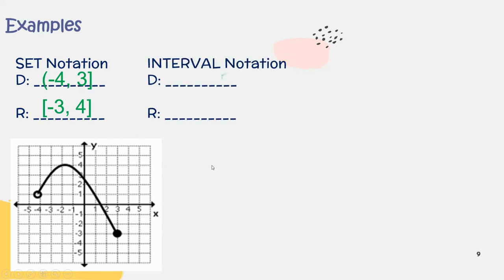Oh, wait, one more. Forgot about interval notation, which is the same thing. So -4, not included, so it's less than, to +3, less than or equal to because it is included. And our range, y, -3, it's included, so we have less than or equal to. There should be a y.